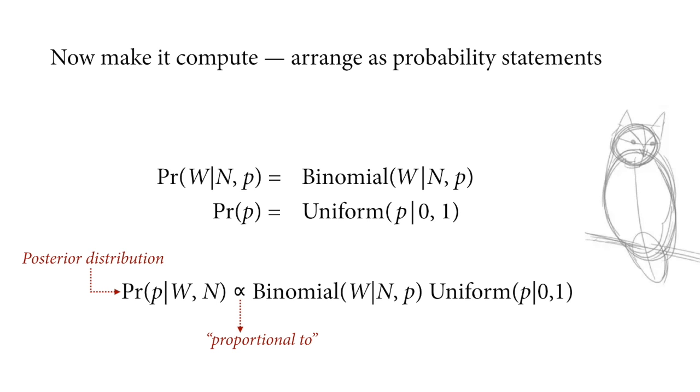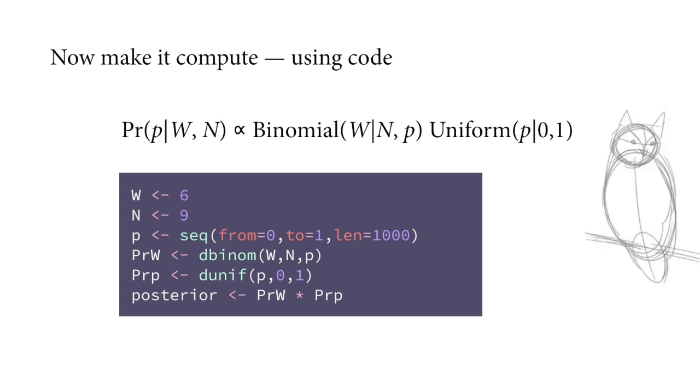And then once we have those probability expressions, you learned last week that the posterior distribution, that is the probability of each value of P conditional on the data, W and N, is proportional to, that's what that little fish means, the probability of the data times the prior probability, the probability of P. So in this case, it's proportional to that binomial probability of W and the uniform probability of P. No matter how complicated a model gets, this is always the case. This is the way that posterior distributions are calculated, by doing this multiplication of the different probability terms. And this is the code that you used to do exactly this, so you can see the correspondence.